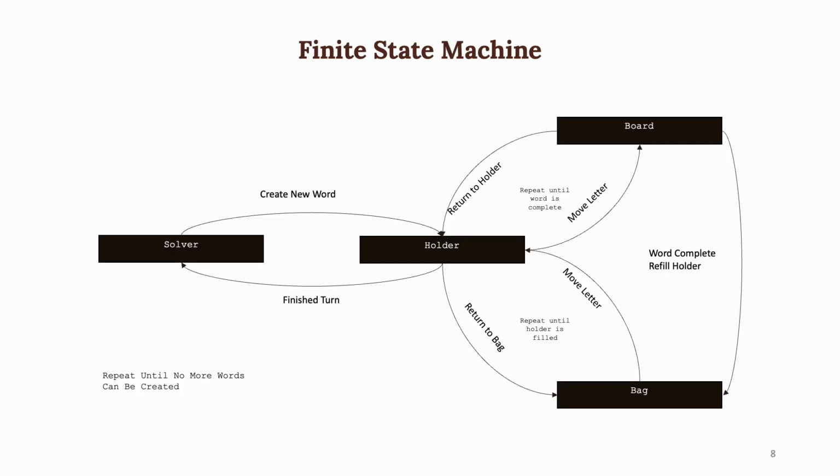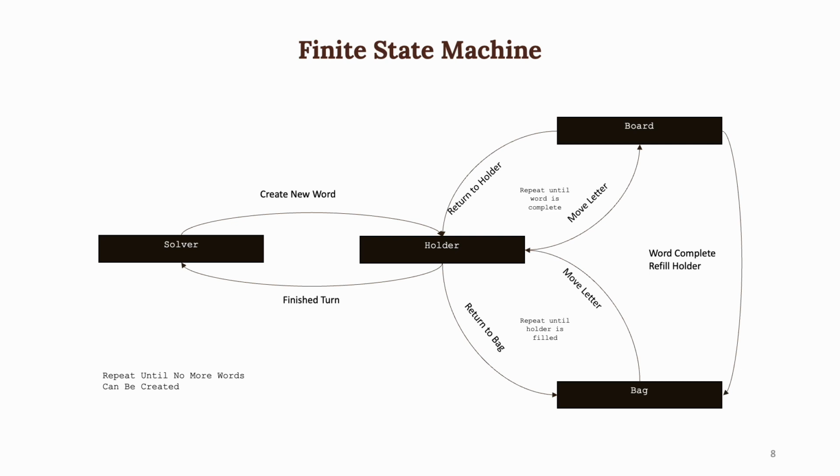Here we have the finite state machine of our robot. First, the robot starts off in the solver mode and creates a new word. From there, it goes piece by piece from the holder, picks it up, moves the letter to the board, drops it off, and returns back to the holder. It continues to do this loop until it has played the entire word.